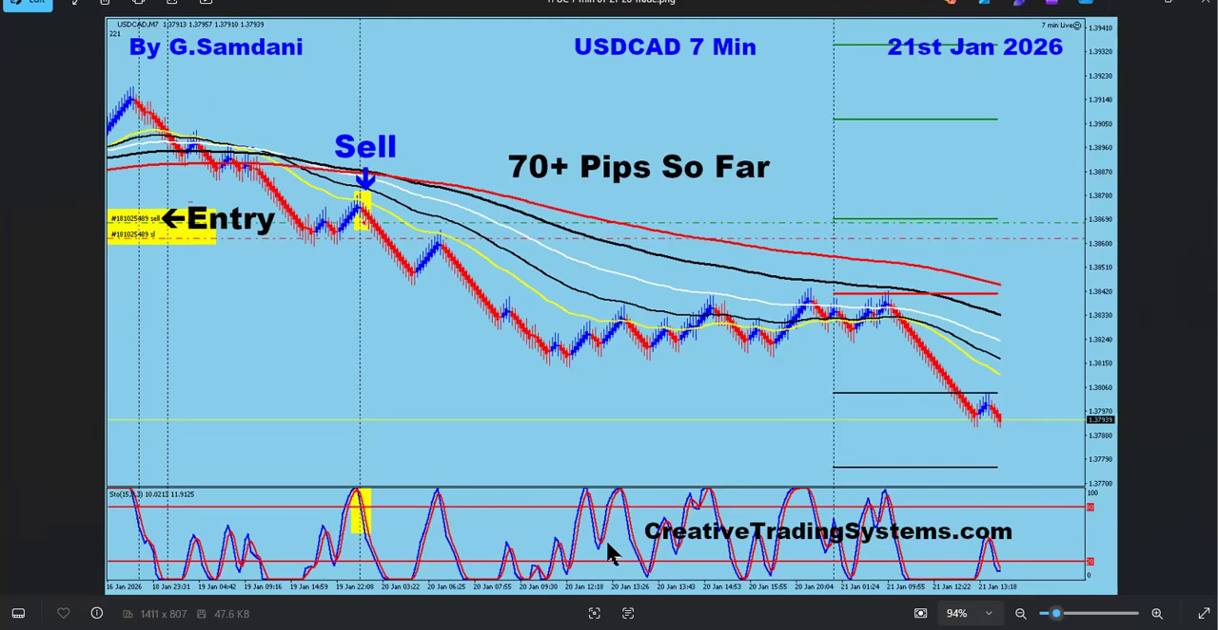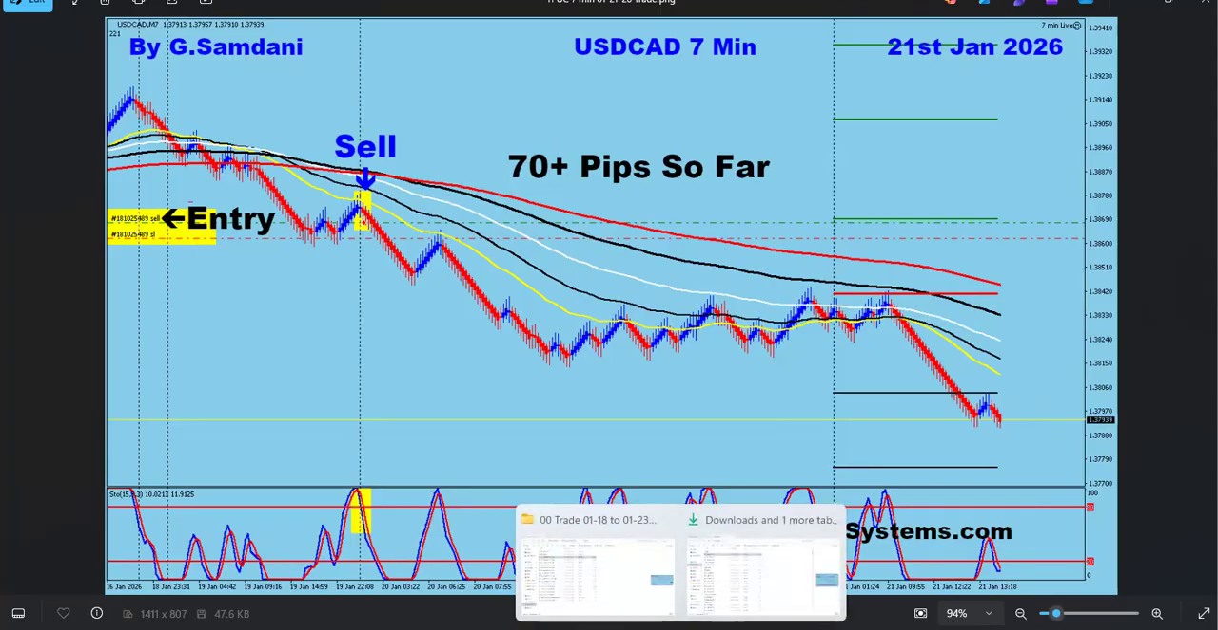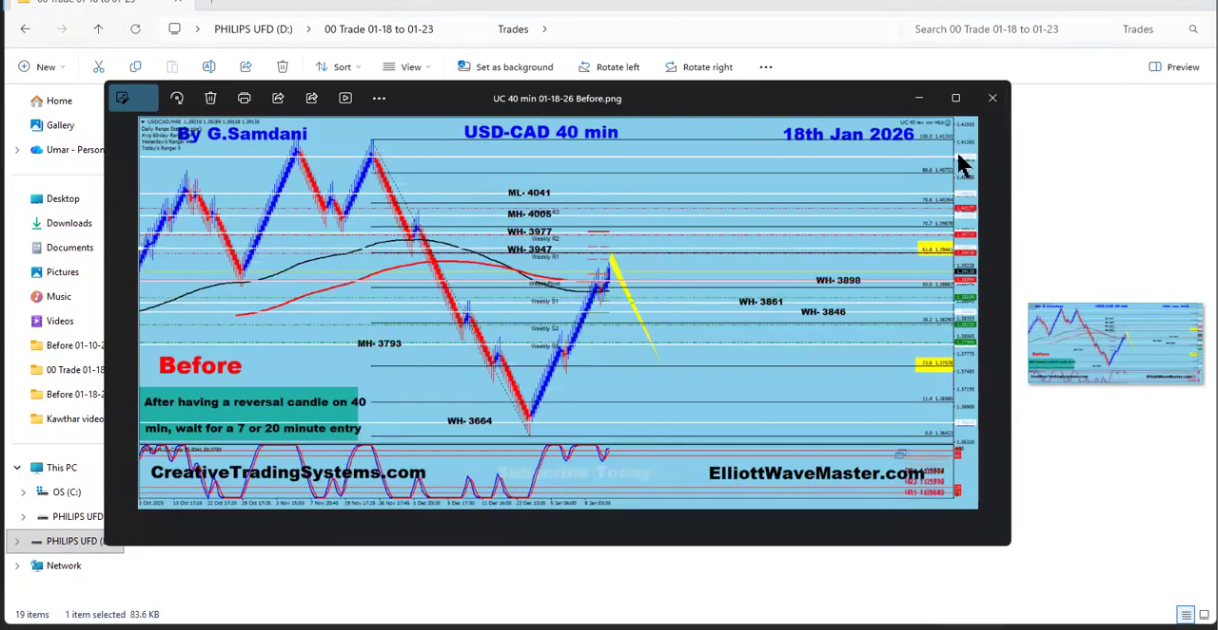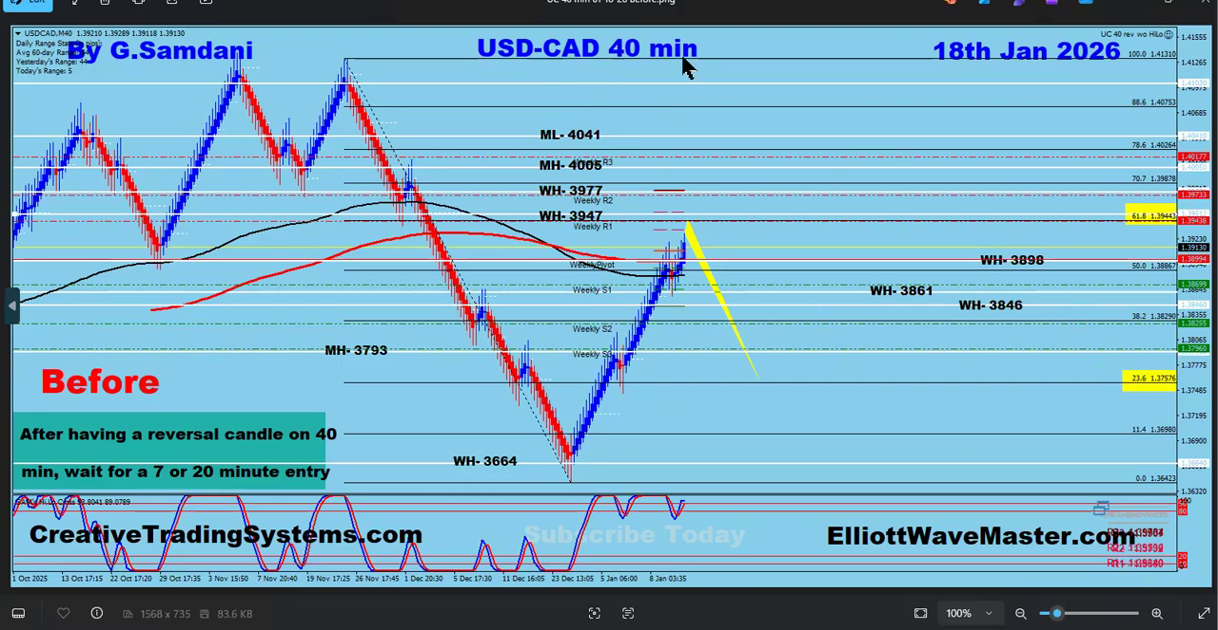I just posted something on my website, a before and after chart. Let me just show you this one. Simple. This was the before chart I made. You see that? USD CAD on the 40-minute, that this thing from somewhere here is going to drop here, right?